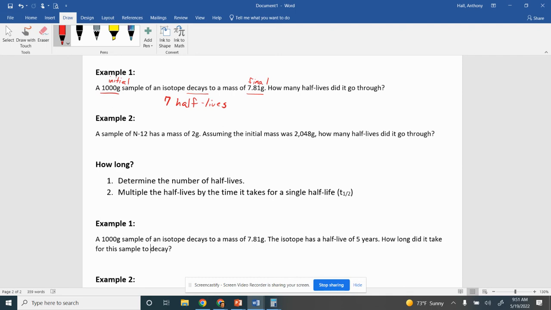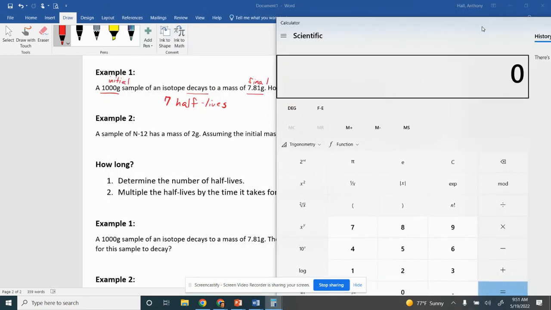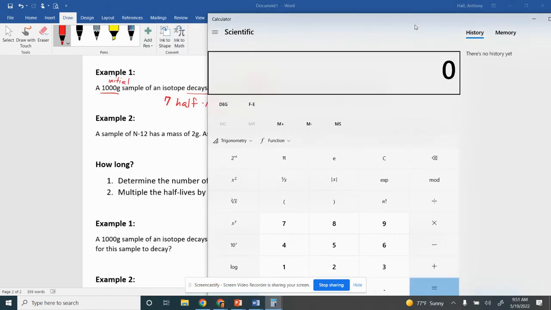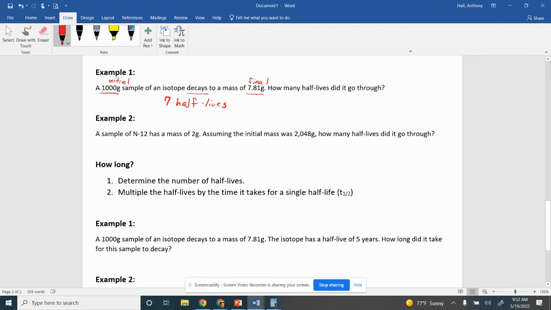Okay, what are we going to start with? And which is? Very good. The big number, 2,048. So I'm going to start with 2,048. I'm going to divide by 2 until I reach my final mass, which was 2 grams. So divided by 2. There's 1, 2, 3, 4, 5, 6, 7, 8, 9, 10. So how many half-lives? 10 half-lives. That's it. So it took me 10 times, so that tells me this would be 10 half-lives.